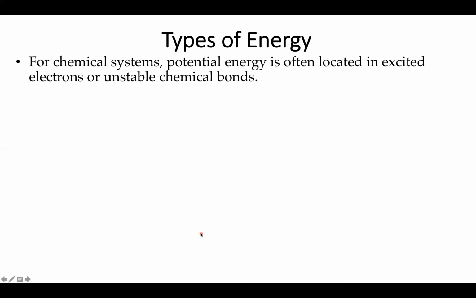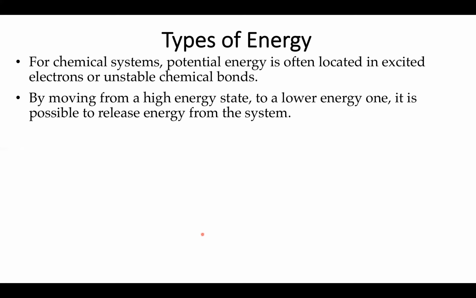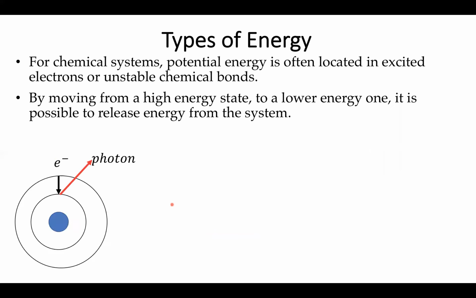However, these chemical systems can also store potential energy. And this potential energy is usually located either in electrons being someplace they don't want to be, or another form of electrons being someplace they don't want to be, unstable chemical bonds. So a bond that exists, but it's not the happiest bond it could be. And if you move from a high energy state to a low energy state, this is going to release some energy from the system. And in fact, we've seen this before, whether it is an electron sitting in an excited state, say at the n=2 level. When it goes down to the n=1, it releases energy, and it releases that energy as a photon.